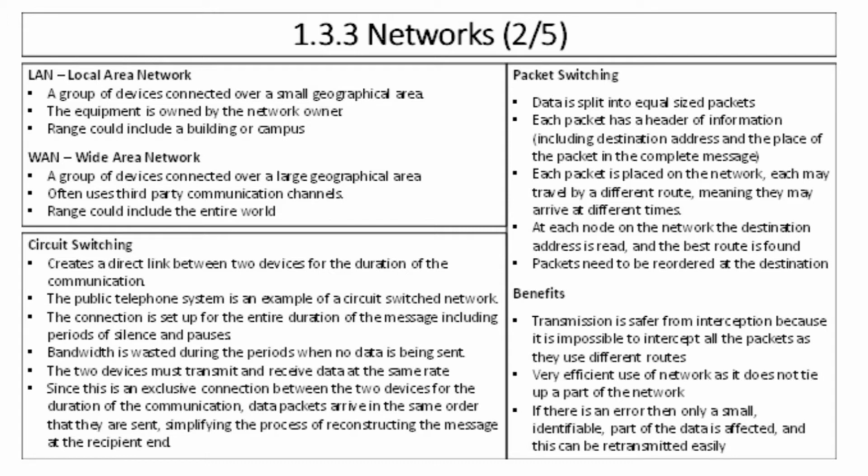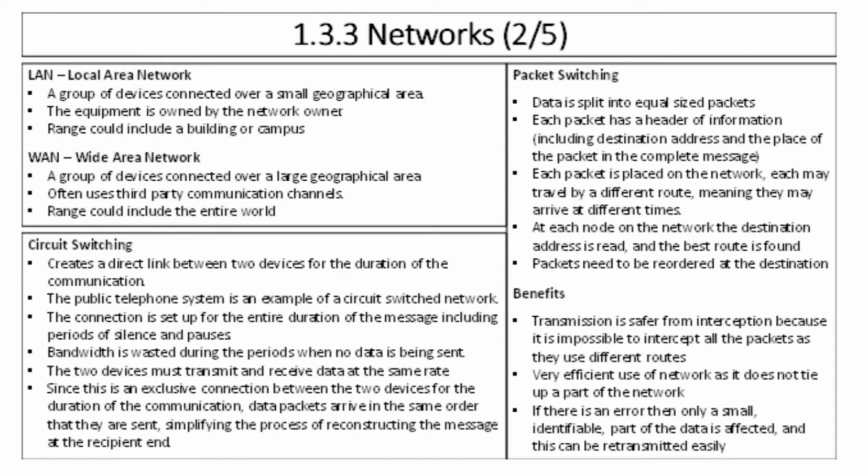Bandwidth is wasted during the periods where there is no data being sent, because it can't tell that there's no data being sent. But the two devices must transmit and receive data at the same rate. Since it's an exclusive connection between two devices for the duration of the communication, the data packets arrive in the same order as they were sent, simplifying the process of reconstructing the message at the recipient's end. That was a bit hard to say, but I managed to do it.